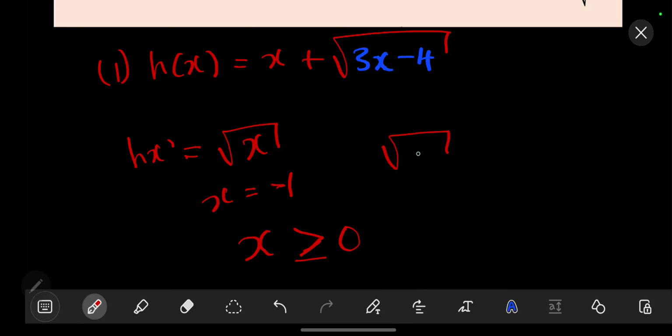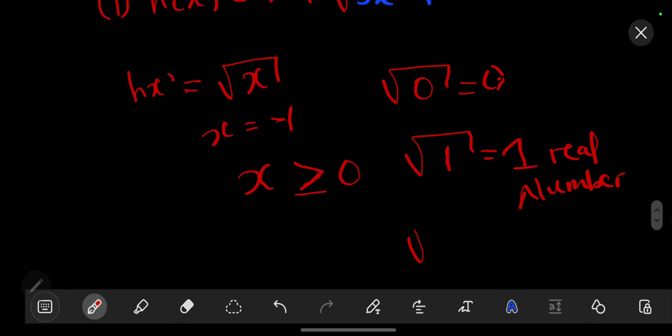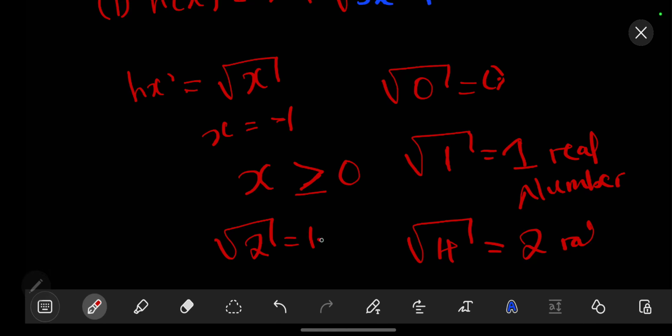For example, the square root of 0 is equal to 0. 0 is already a real number. If you get the square root of 1, this is also equal to 1, which is also a real number. The square root of 4 is equal to 2, which is also a real number. Whether you use the square root of, let's say, 2, which is approximately 1.42, that is still a real number, or you can just leave it like this.